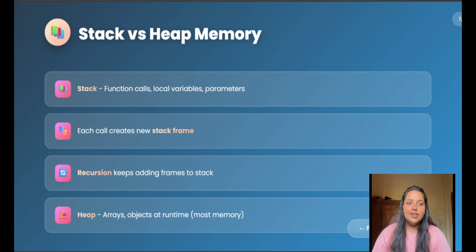For us, the most interesting areas are stack memory and heap memory. Stack memory is used for function calls, local variables, and method parameters. Every time a function is called, a new stack frame is created. This is especially important when we deal with recursion, because recursive calls keep adding new frames to the call stack. Heap memory, on the other hand, is used for dynamic memory allocations. Arrays, objects, and data structures created at runtime are stored in the heap, and this is often where most memory is consumed.